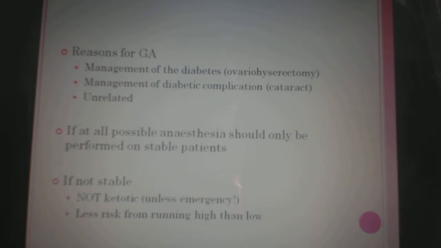Ketotic animals are very, very high risk for anaesthetics, and really they should only ever have anaesthesia performed on them if it's an emergency situation where they cannot wait until they're stabilised. The other thing to remember if you have an animal who isn't stable is you have far less risk from running a diabetic too high than too low.